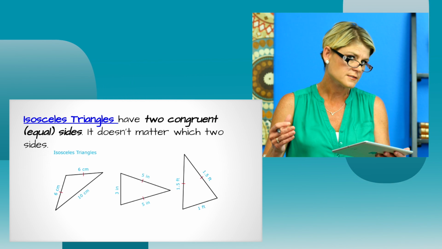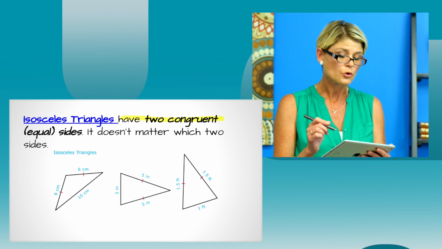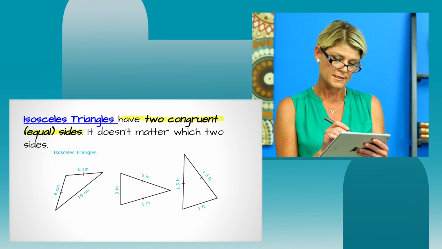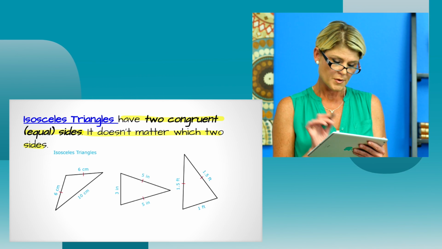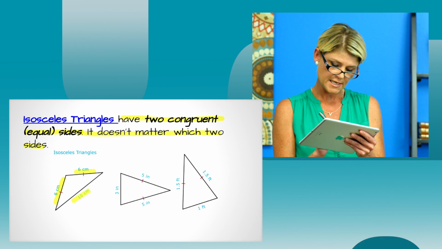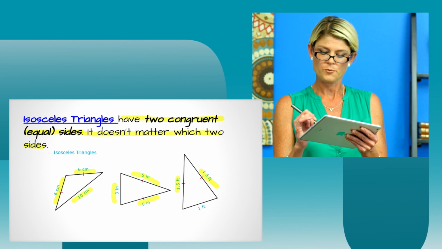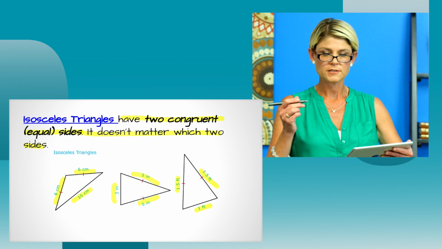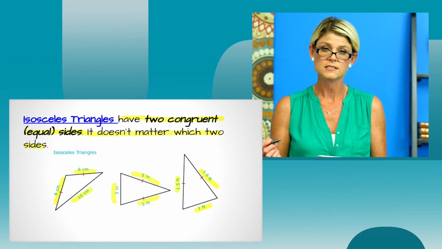Okay, now isosceles triangles are a little bit different in that they only have 2 congruent or equal sides. And again, it doesn't matter which 2 sides are congruent, but only 2 and 1 is not. So look at these. 6, 6, 10. 5, 5, 3. 1.5, 1.5, 1 foot. So you can see 2 are congruent and 1 side is not. And that is the definition of an isosceles triangle.